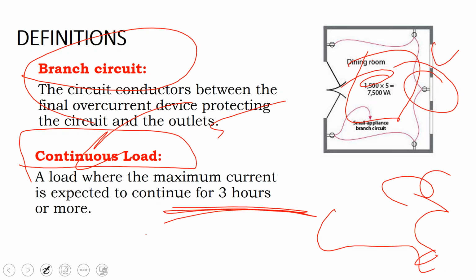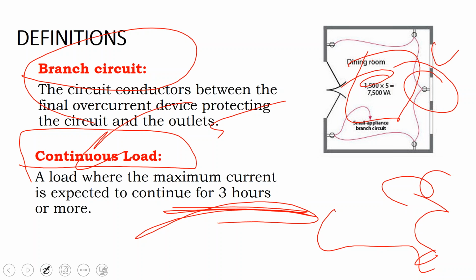Continuous loads are currents that are expected to run for more than 3 hours. So is a refrigerator a continuous load? Don't get hung up on that duty cycle where the refrigerator clicks on and clicks off and clicks on and clicks off. It's plugged into the wall. It's operating 24/7. It's a continuous load.